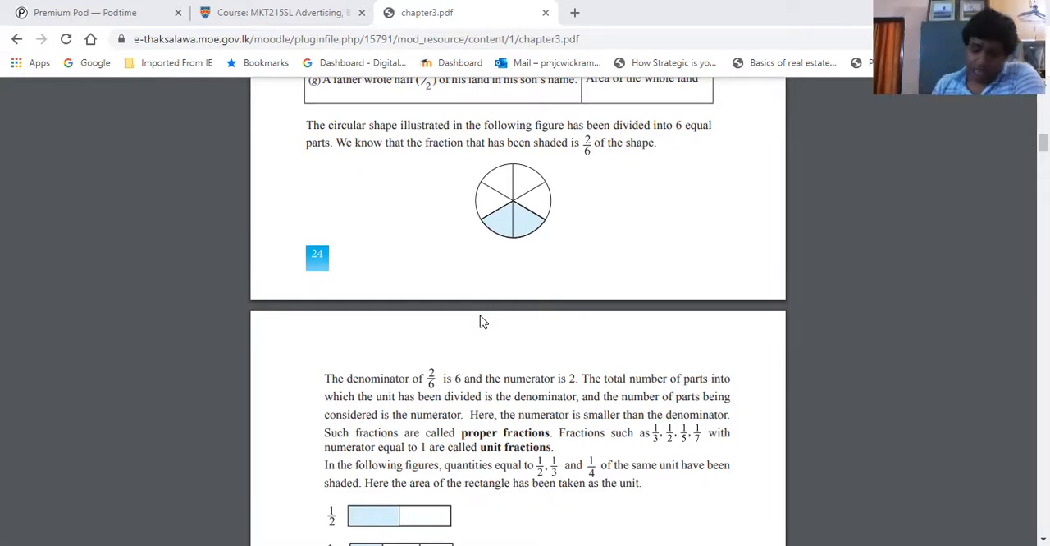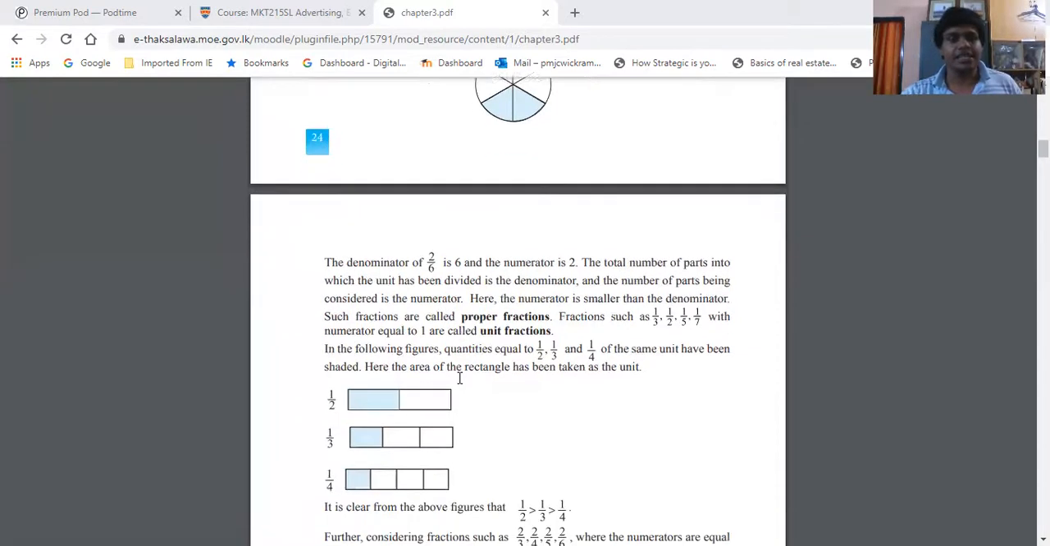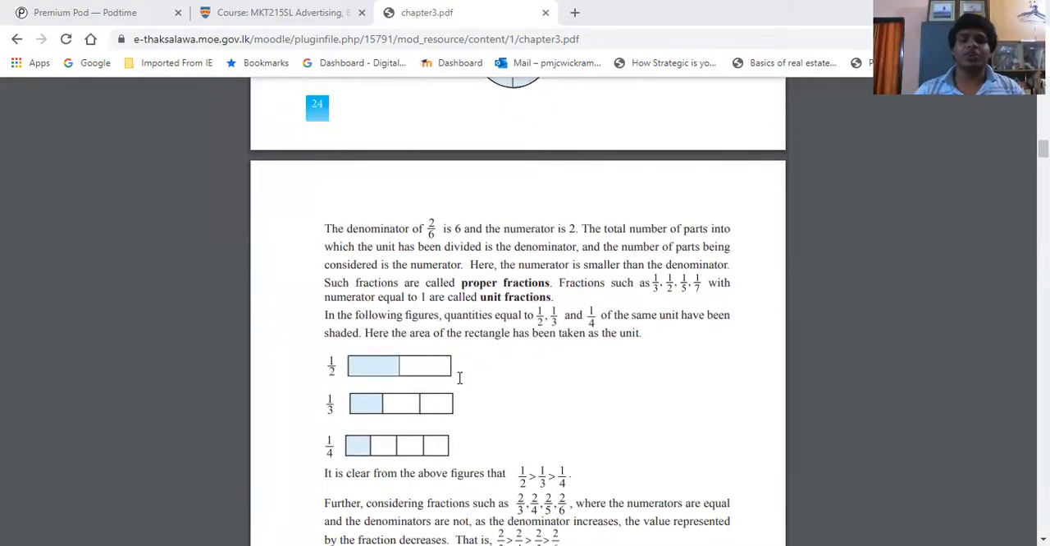Anyways, what I was saying was that the circle can be divided into infinite parts, but here they have divided it into 6 equal parts. We know that the fraction that has been shaded is 2/6 of the shape, 2 out of 6 parts. That means 2/6 is your fraction here. They said the denominator of 2/6 is 6 and the numerator is 2.